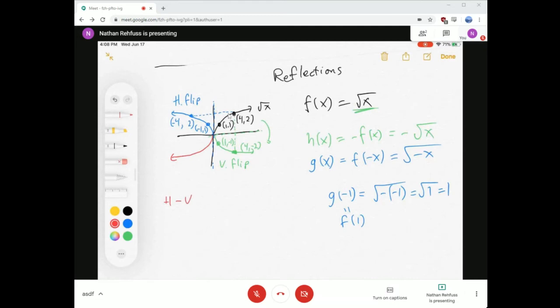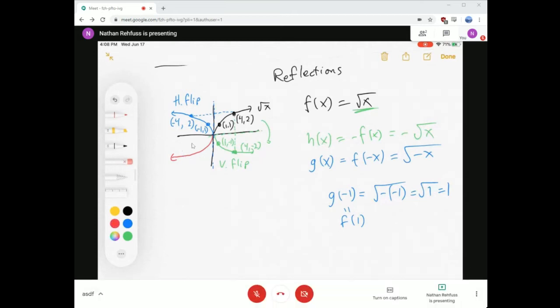Now, on the other hand, if I do a flip down to the green curve, a vertical flip first, then all I need to do is a horizontal flip to get to the red curve. So either one will work, but it's both flips.